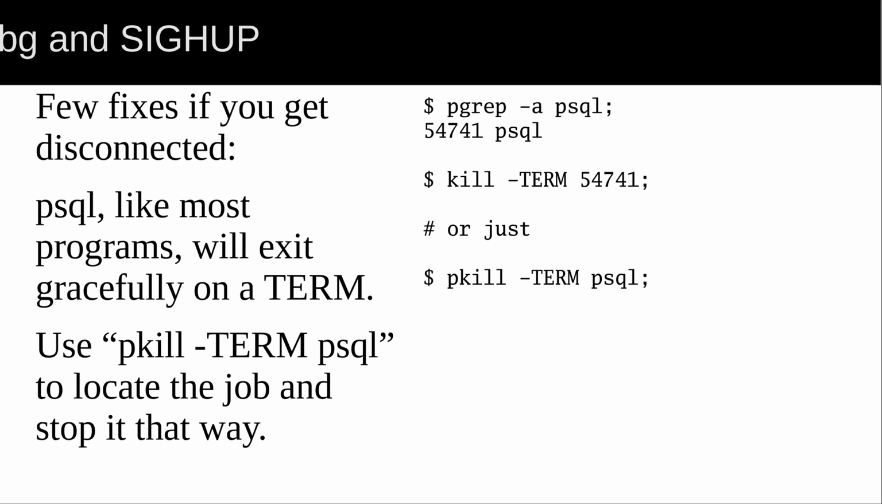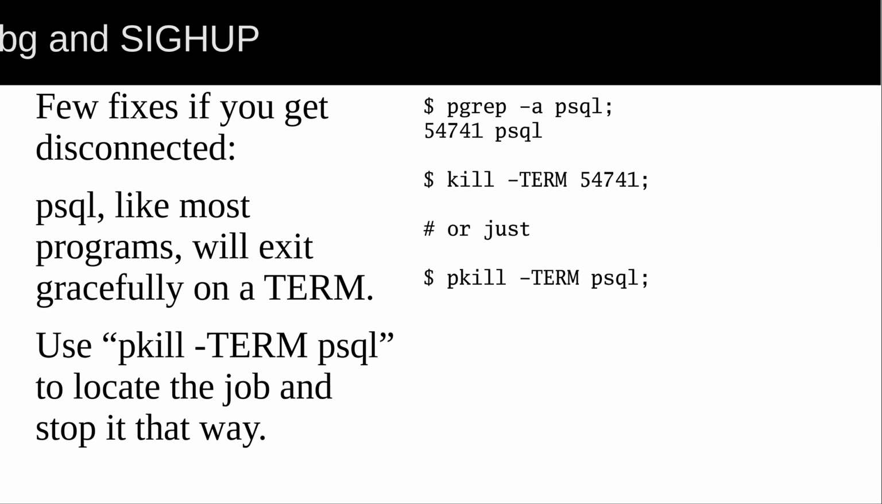Now, if you've logged back in, and that PSQL is there, and you can see that it's just sitting there doing nothing, I can do a pgrep, I can find the process, and I can kill minus term it. PSQL, most programs that run on Unix, Bash is one of them, Postgres is another, will exit gracefully at the first opportunity if you do a kill minus term. Don't use a kill -9 in this case, because you have no idea how much damage you're going to do if you just abort the process in midlife. Let the program's own term handler deal with the situation and exit gracefully.